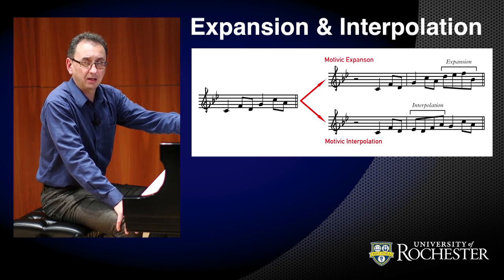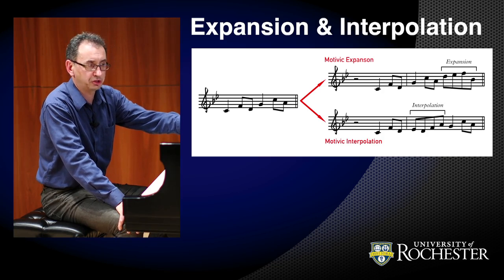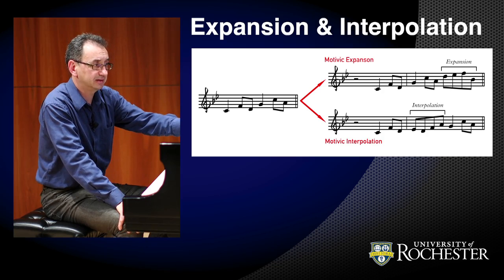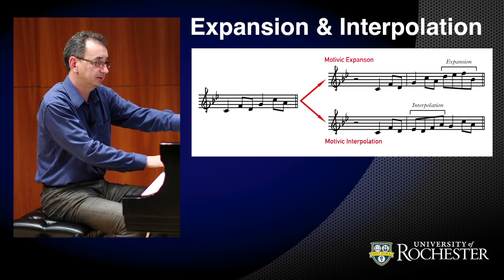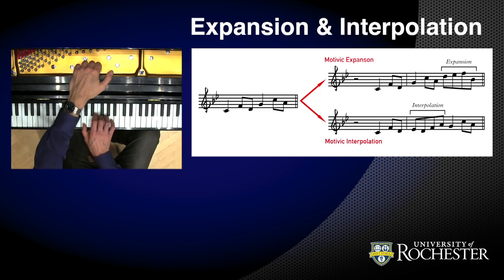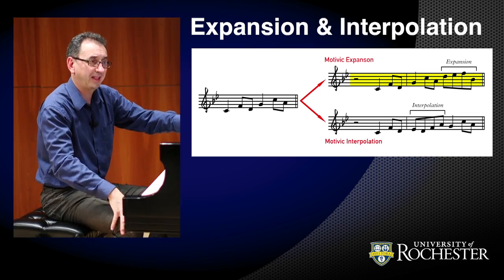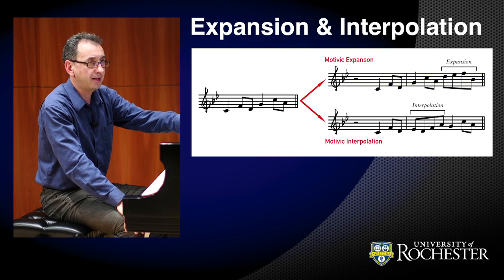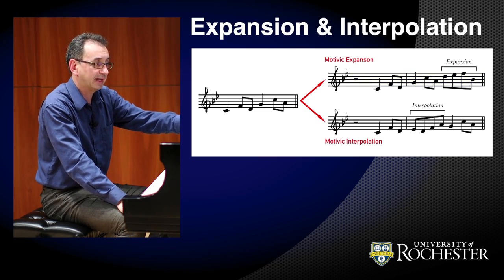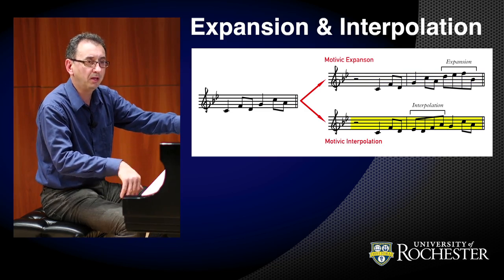The next two techniques, expansion and interpolation. These techniques add new material to the original motive. Expansions add something new at the end of the motive. So for instance, our original motive, motivic expansion. So you can add a little bit of a tail at the end. So expand the original motive. And the technique of interpolation adds something new in the middle of that motive.